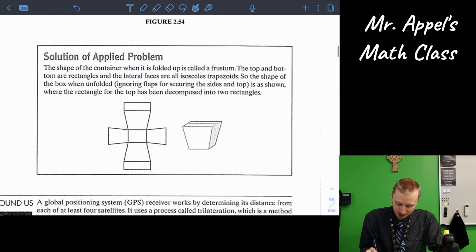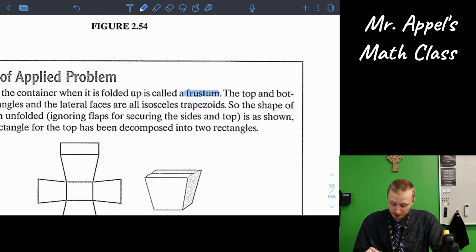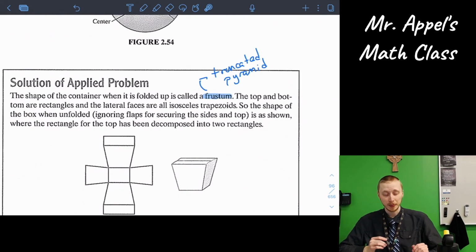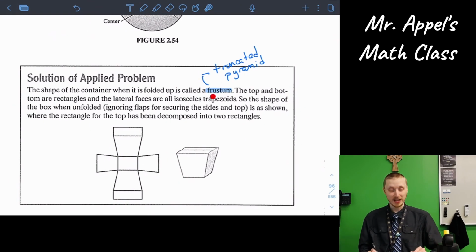So how about that takeout box? The shape of the container when it is folded up is called a frustum. Ooh, there's a good word. Frustum. And a frustum, you can almost think of it as a truncated pyramid. Truncated meaning we cut the top off. Nip the tip. Get a truncated pyramid forms a frustum.